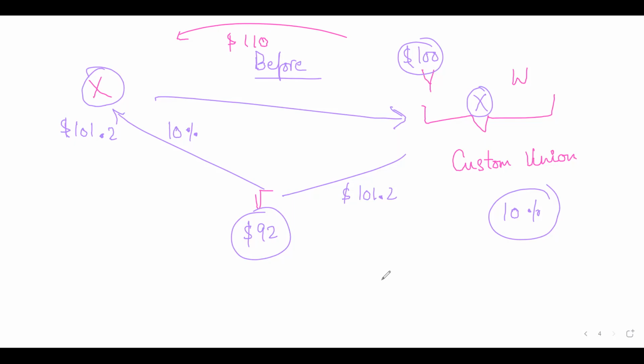Have a look at the values. Previously, you were importing from V with a $92 initial price and 10% tariff, which made it 101.2. Now you're importing from Y without any tariff, and that's $100. So 100 means 100. Previously, you were importing for 101.2; now you're importing for 100. Didn't the price fall in country X?